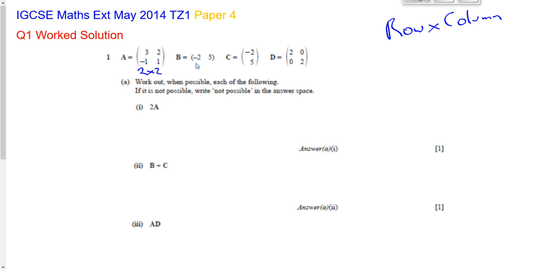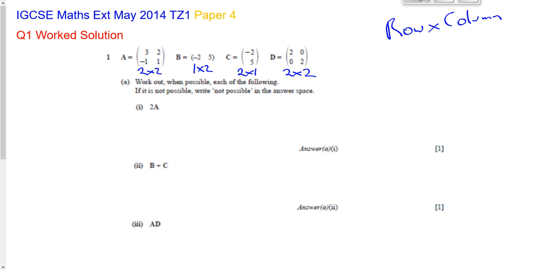Here we have 1 row and 2 columns. So this is a 1 by 2 matrix. And here we have 2 rows and 1 column. So this is a 2 by 1 matrix. And here we have another 2 by 2. Okay, so work out when possible each of the following.